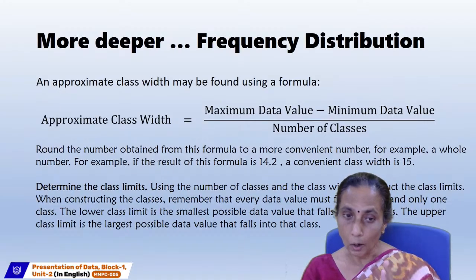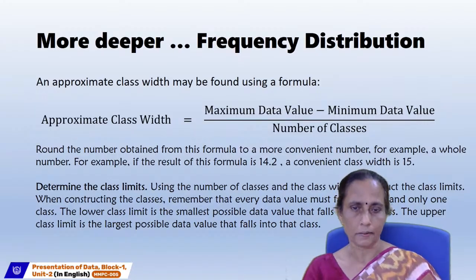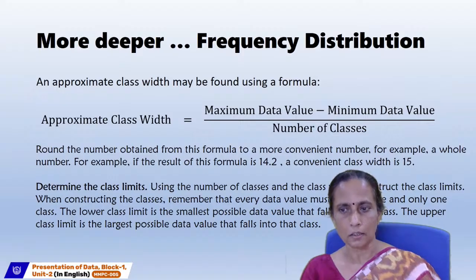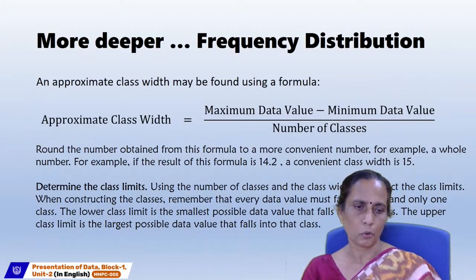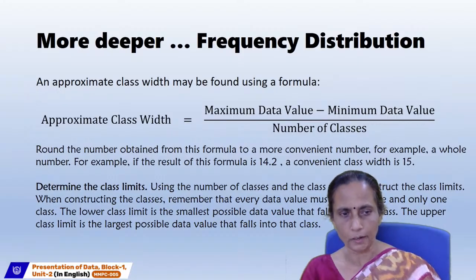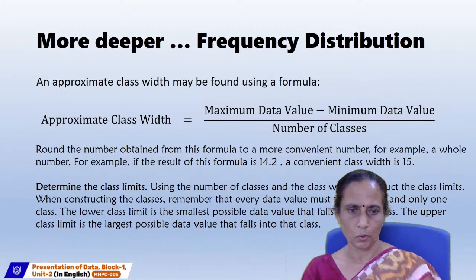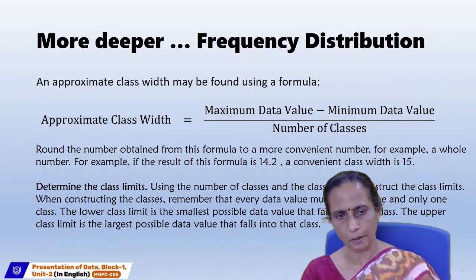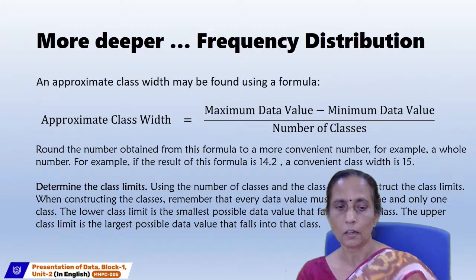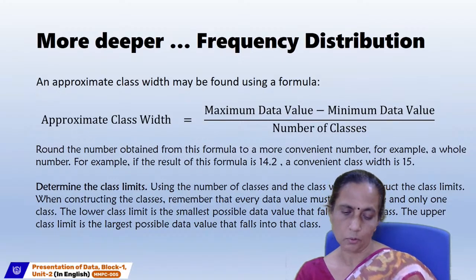Okay, so how can we determine the class limits? Using the number of classes and the class width, construct the class limits. When constructing the classes, remember that every data value must fall into one and only one class. The lower class limit is the smallest possible data value that falls into the class, and the upper class limit is the largest possible data value that falls into that class.